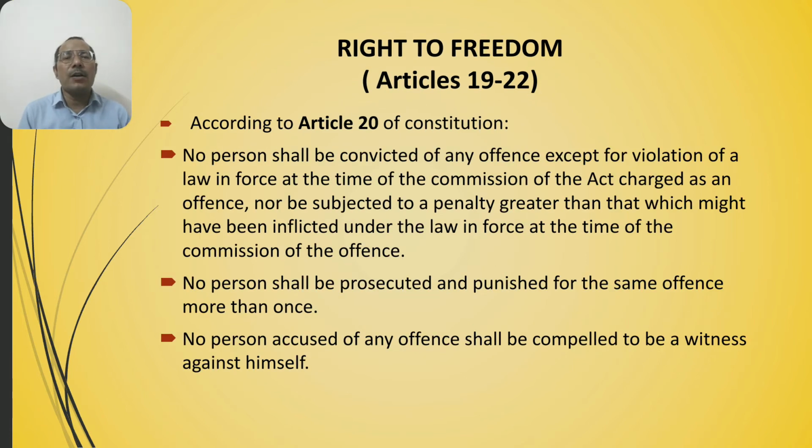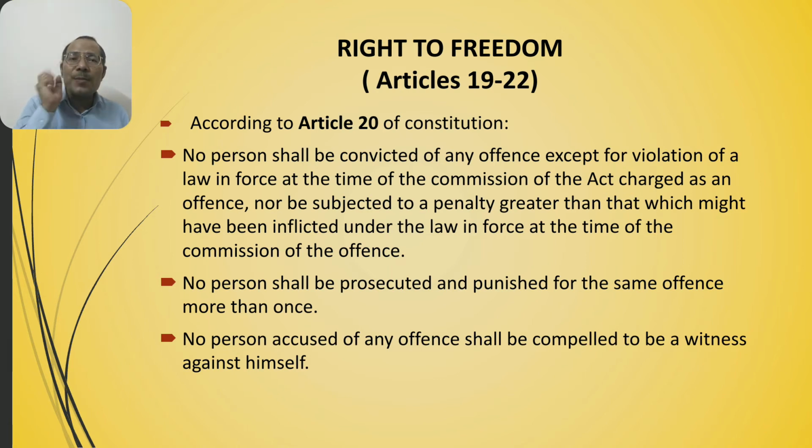Article 20. According to Article 20 of the Constitution, no person shall be convicted of any offense except for violation of law in force at the time of the commission of the act charged as an offense, nor be subjected to a penalty greater than that which might have been inflicted under the law in force at the time of the commission of the offense. No person shall be prosecuted and punished for the same offense more than once, and no person accused of any offense shall be compelled to be a witness against himself.